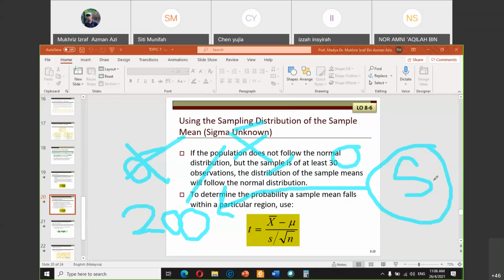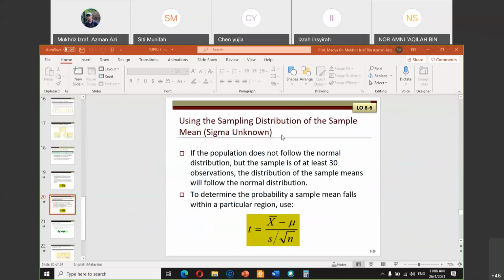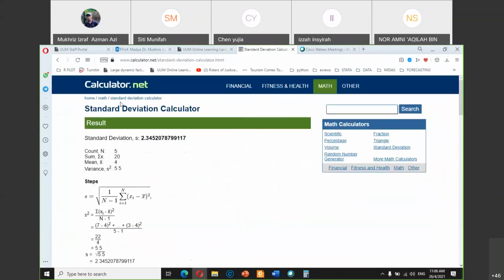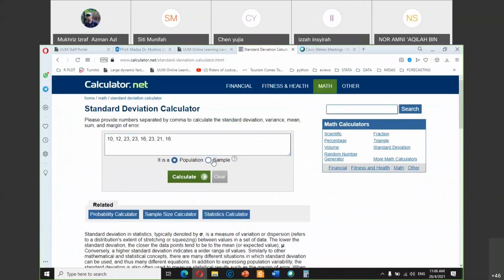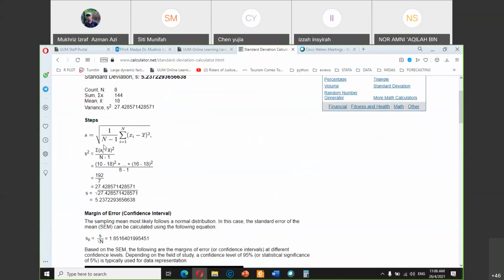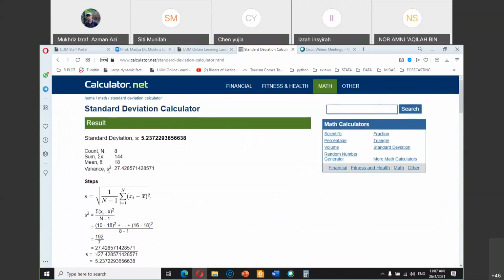Okay, so you learned before how to calculate standard deviation from a sample. If you have forgotten, please check your notes from the previous slide. If you still recall the formula that I showed you, you have the standard deviation calculator, using population or sample. So if you use the sample formula, you need to divide by n-1. That is the way to calculate standard deviation from sample data.